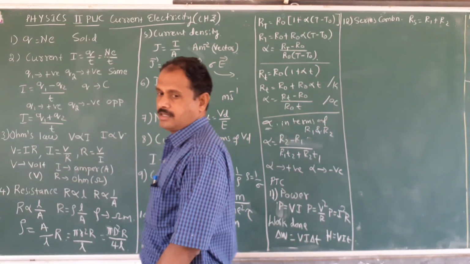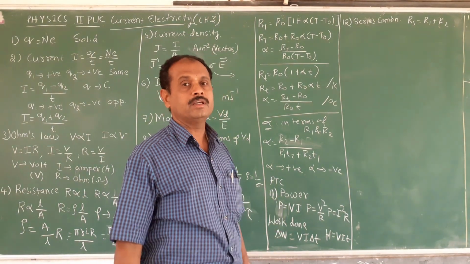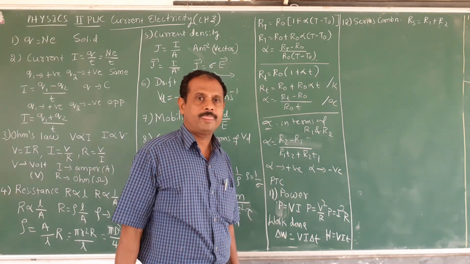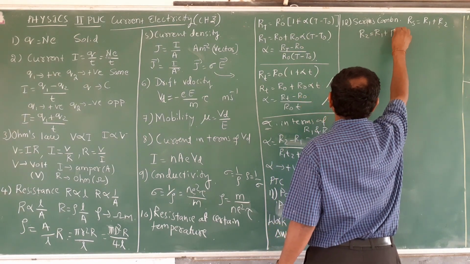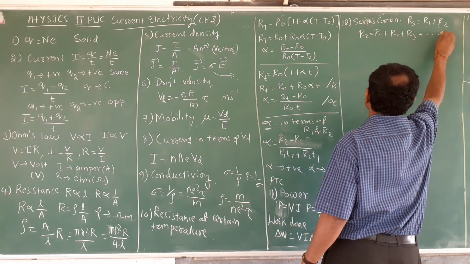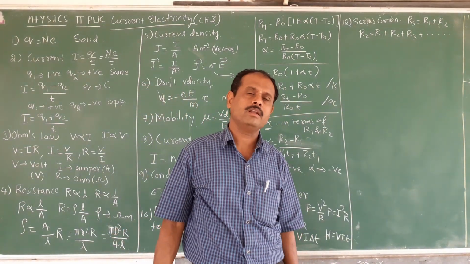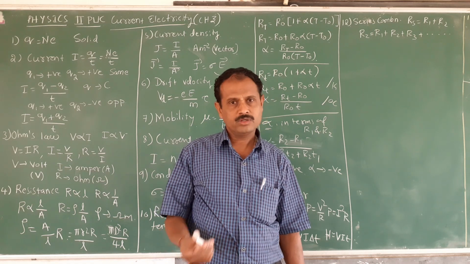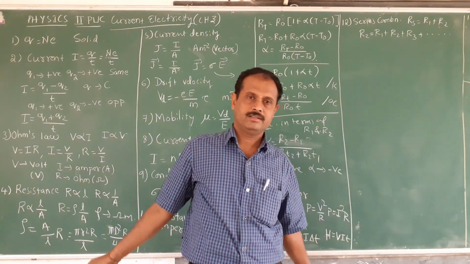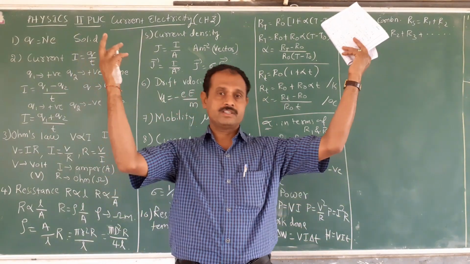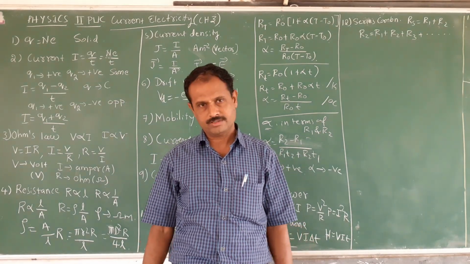R1 and R2 are the resistance of the individual resistors. Then RS is the effective resistance of the series combination of two resistors. If more than two resistors are connected, then R1 plus R2 plus R3 and so on. Two points are very important here in the series combination: the current flowing through each resistor is the same, and the net potential difference across the series combination is equal to the sum of the potential differences across the individual resistors.